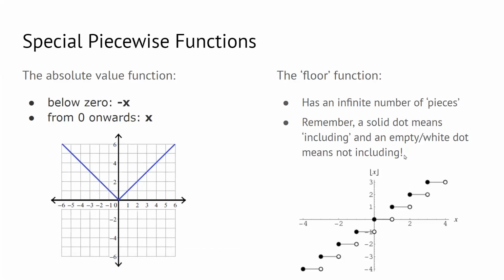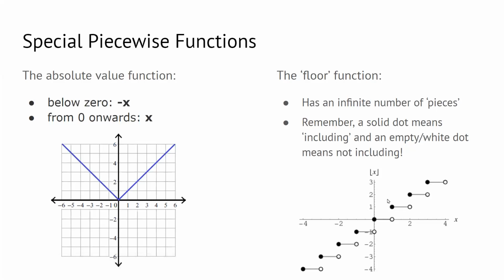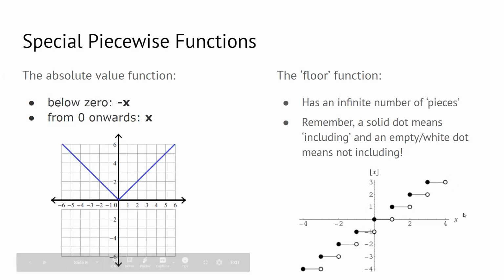And now we have a special function called the floor function. It has an infinite number of pieces. One way you can think about the floor function is that it just removes all the decimal places. So if it's anything between 0 and 1, not including 1, then it goes back down to 0. If it's between 1 and 2, not including 2, then it also goes back down to 1. So it kind of looks like a staircase. Some people call it the staircase function.